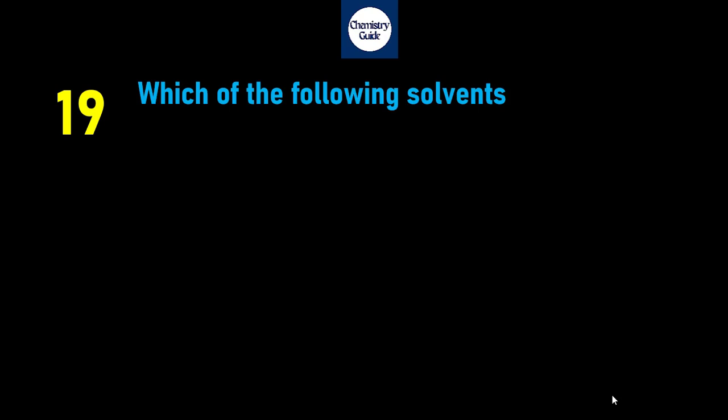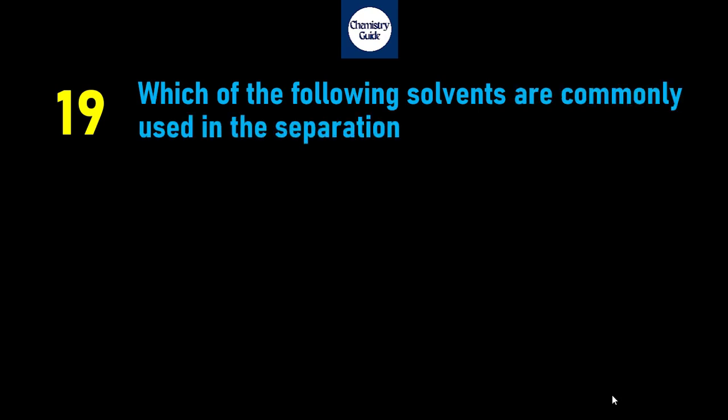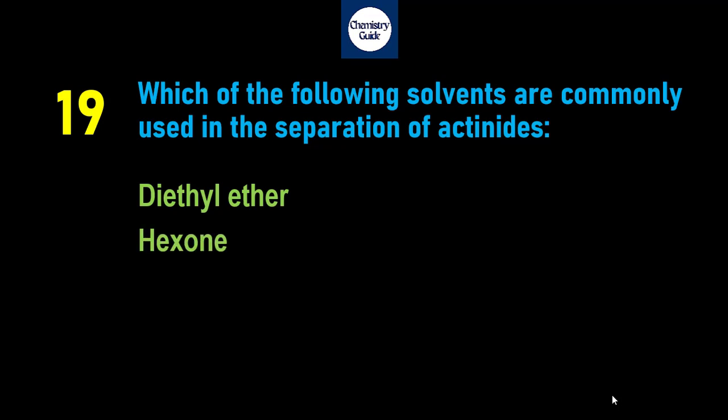MCQ number 19. Which of the following solvents are commonly used in the separation of actinides? Diethyl ether, hexone, TBP, all the above. So the right answer is all the above. These solvents are commonly used for the separation of actinides.